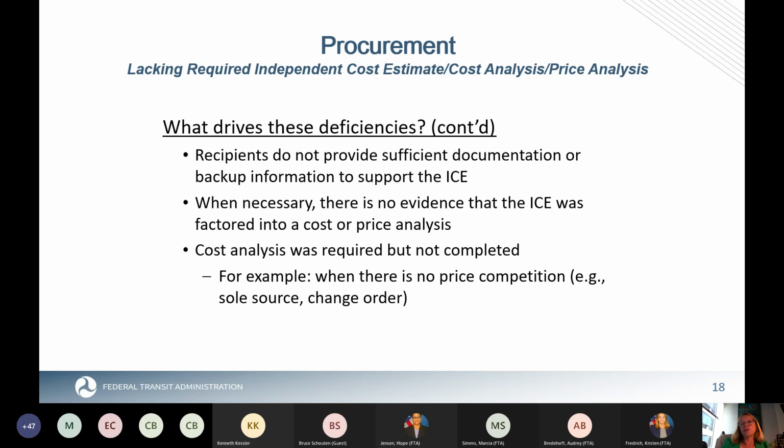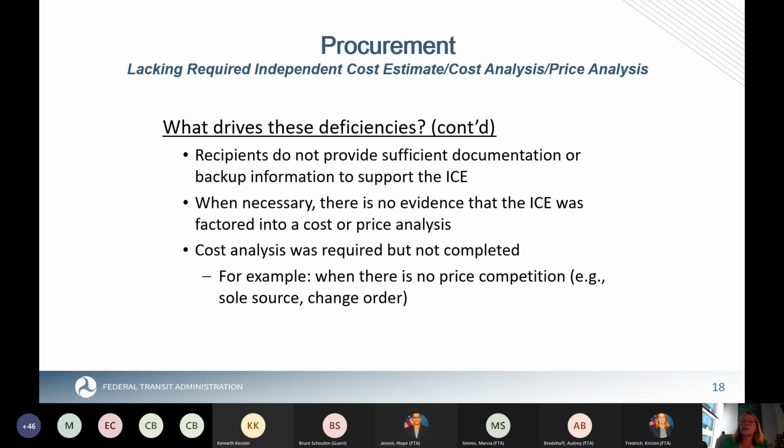Another area of deficiency is that a cost analysis was required, but you did a price analysis. So cost and price analysis are different. There's a cost analysis and a price analysis. It's easier to talk about a price analysis. Price analysis is most common where there's competition. So you have 3 or 4 vendors that submitted a bid, and you're able to look across from them and do a price analysis among them.